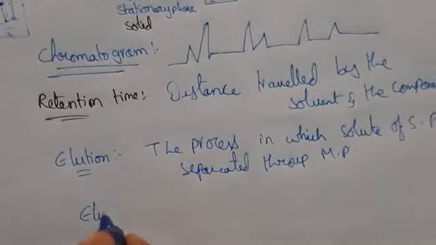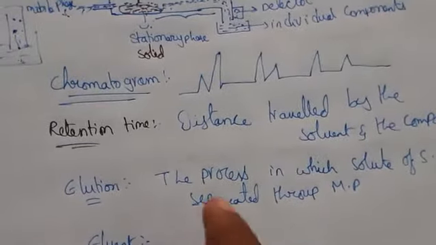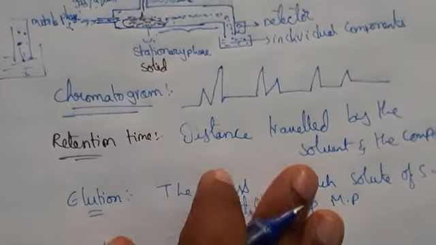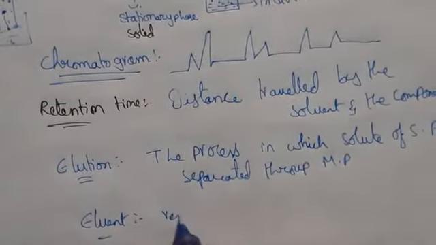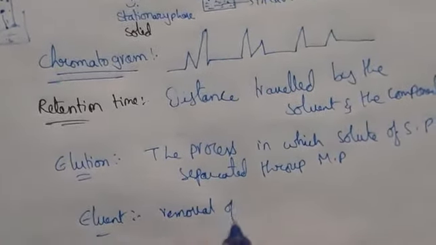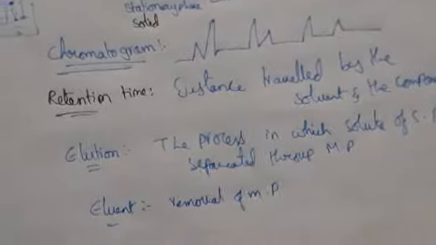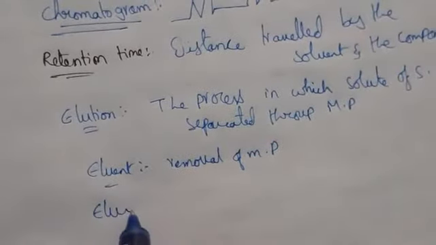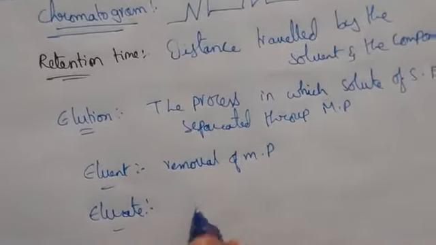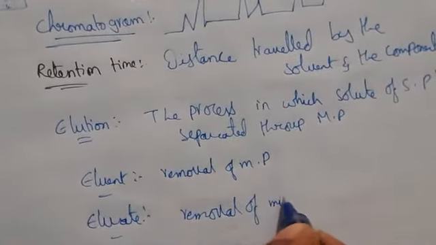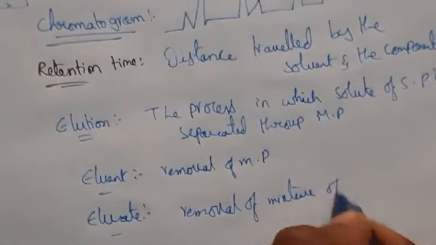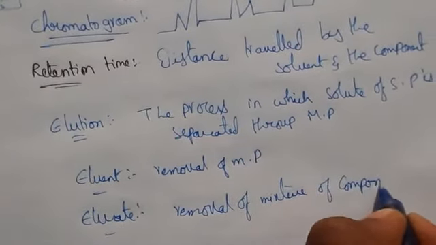Then what is eluent? Eluent is nothing but the solvent, the removal of the mobile phase, we call eluent. Then what is eluate? Eluate is nothing but the removal of solvent, meaning the mixture of components. That we call eluate. So these are the basic terms we should know in chromatography.